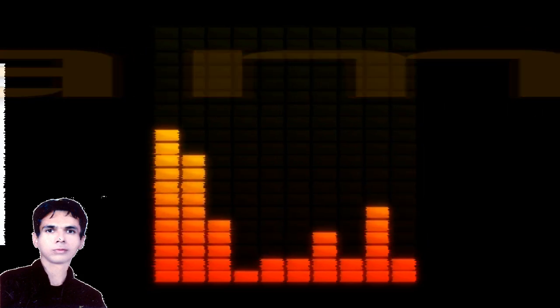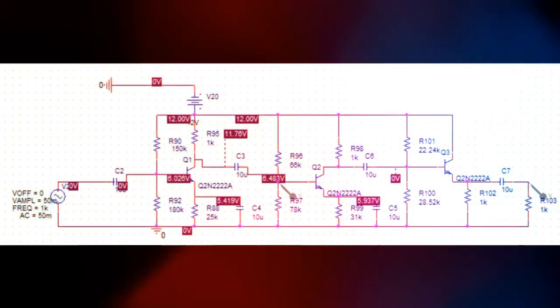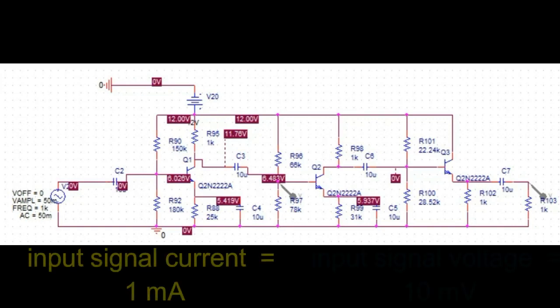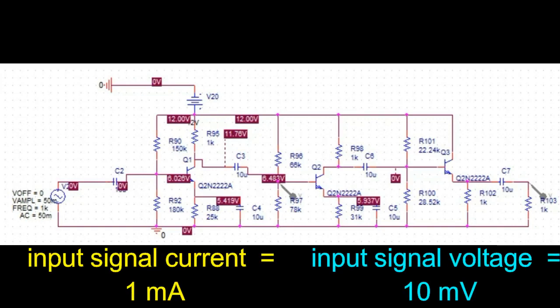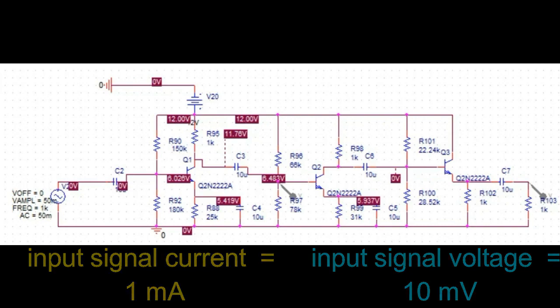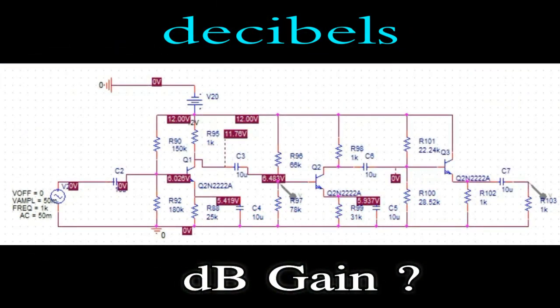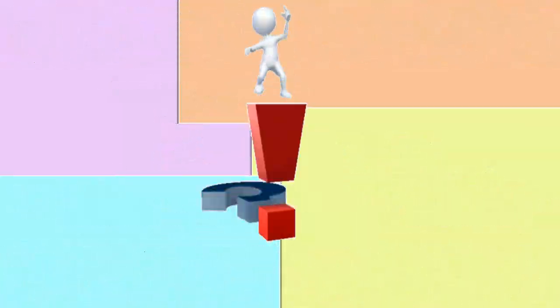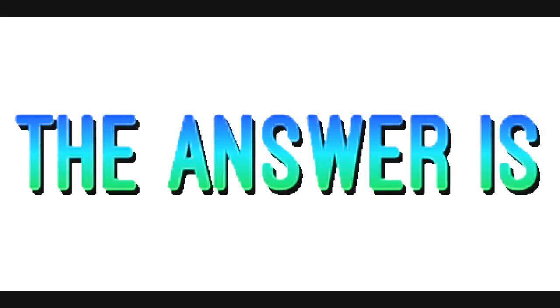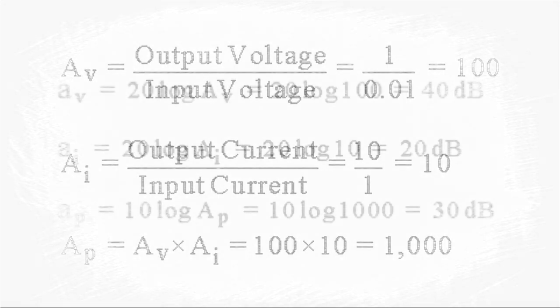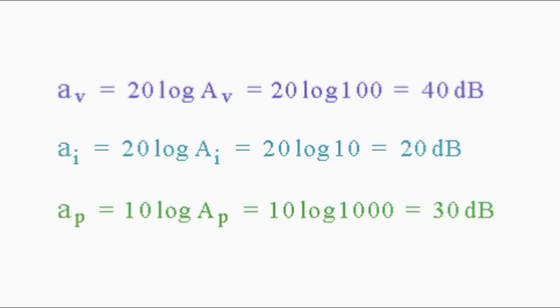Example: calculate the voltage gain, current gain and power gain of the amplifier whose input signal current and voltage are 1 mA and 10 mV, respectively, and whose output current and voltage are 10 mA and 1 V. Also express these gains in decibels, dB. The various amplifier gains. An amplifier gains given in decibels, dB.